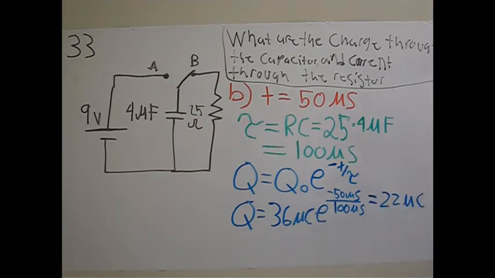Next, we need to plug it into this formula here, where Q is equal to Q naught times e to the power of negative t divided by tau. Substituting in, we have Q equals 36 microcoulombs, that value found in part A, times e to the negative 50 microseconds, which is just the time, divided by 100 microseconds, which is the time constant, which will give us a value of 22 microcoulombs.